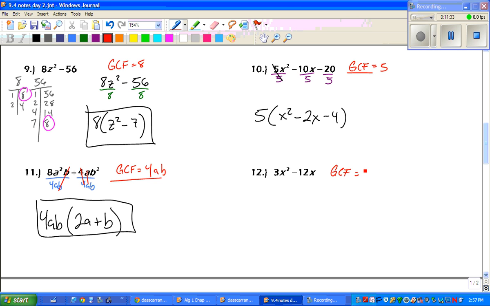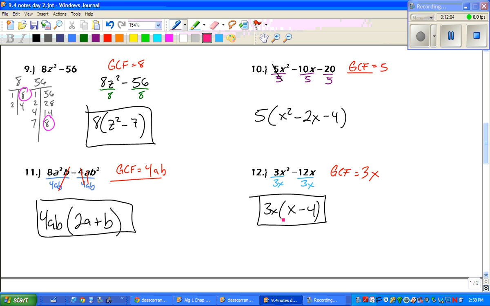So the GCF is the highest number that goes into both of them. And same with the variable. We want the lowest exponent. Okay? So divide both your terms by 3x. 3x comes out front. 3x squared divided by 3x is x. And 12x divided by 3x gives us 4.